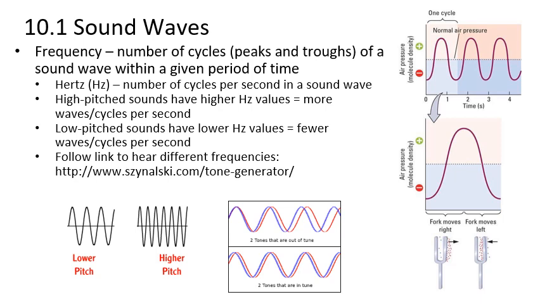Frequency is the first property of sound, and this is the number of cycles of a sound wave within a given period of time. One cycle is one peak and one trough within like a sine wave. So hertz is the way that we typically express frequency, and this is the number of cycles in a second. Higher pitched sounds have higher hertz values, which means more cycles per second. Lower pitched sounds have fewer cycles per second.